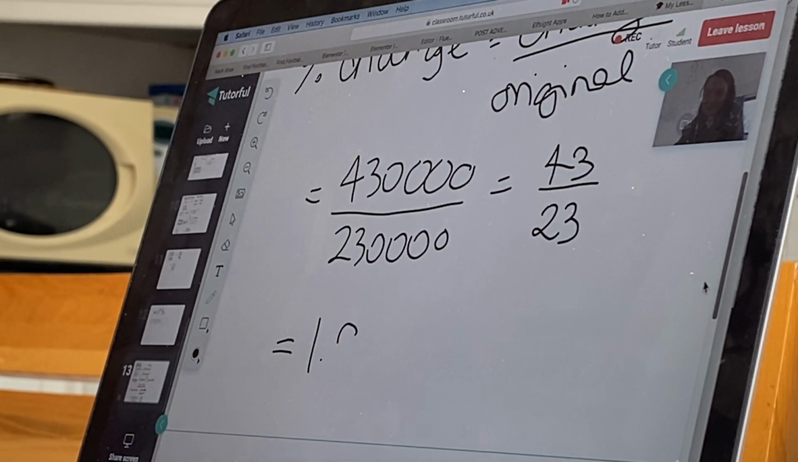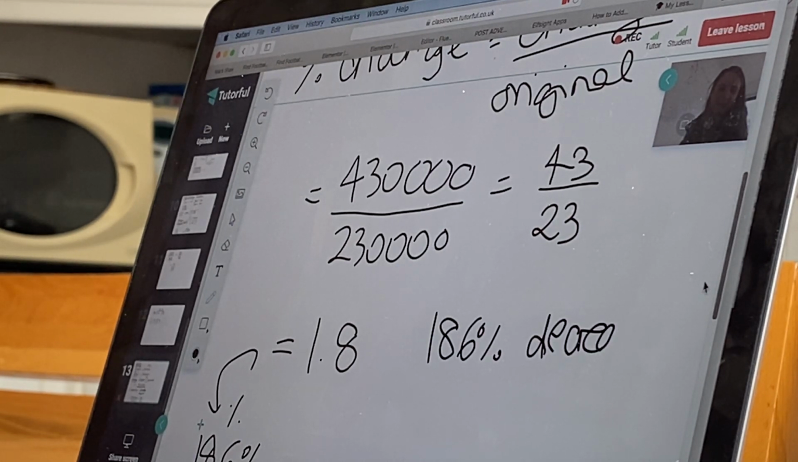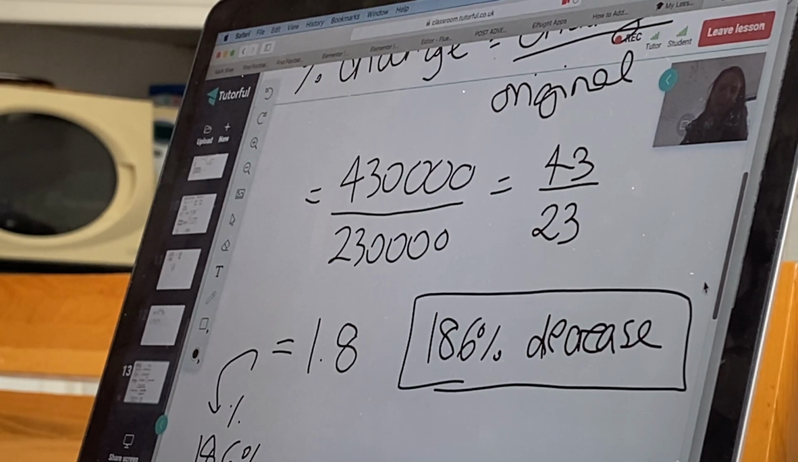Yeah, 1.8. Perfect. Recurring. Okay, so if we have 1.8 as a decimal, how do we turn that into a percentage? It's going to be 186%. Yeah, perfect. It's 186%. Okay, so we have 186% decrease. Yes. Okay, so from the first year to the second year, we're decreasing by 186%.